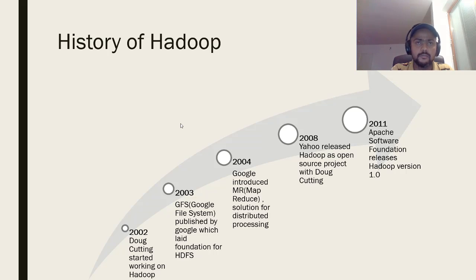We will again talk about MapReduce in detail in the coming lectures, but for now we can understand that this is a programming model which supports parallel and distributed computing. Then around 2008, Yahoo also released Hadoop as an open source project in collaboration with Doug Cutting, and then in 2011, Apache Software Foundation releases the first version of Hadoop, which was 1.0, and it became open source. Completely redistributable code as well.